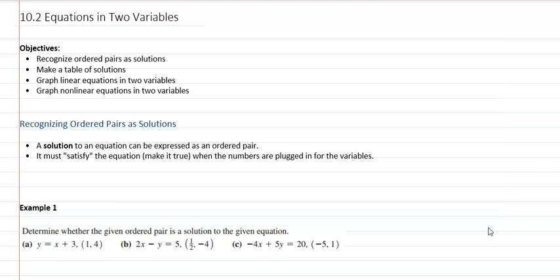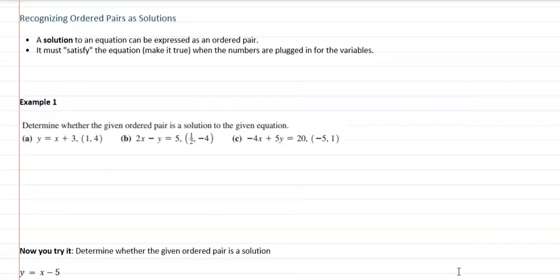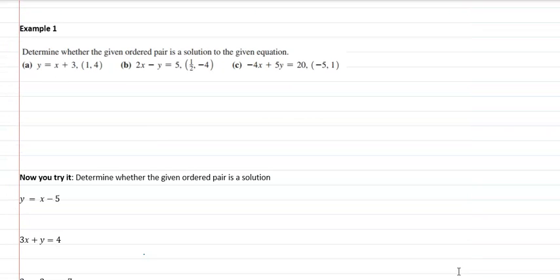For it to be a solution, it needs to satisfy the equation. In other words, it needs to make it true when the numbers are plugged in for the variables. All right, so let's look at the first example. So we're going to look at plugging in 1 for x and 4 for y. And so we're going to put 4 in for y and 1 in for the x plus 3. We get 4 equals 4, and that is true. So yes, that is a solution.